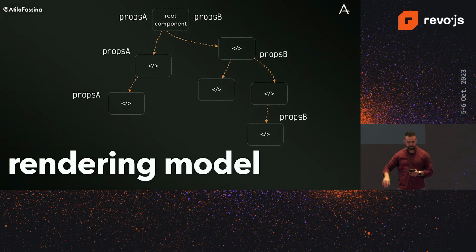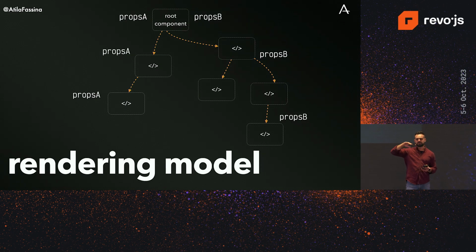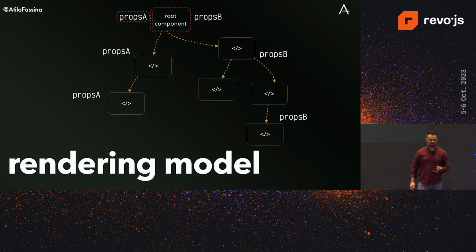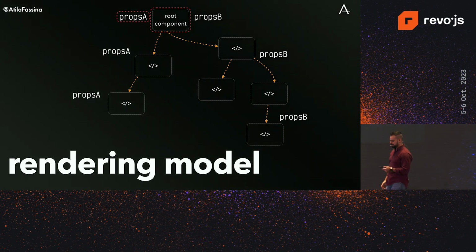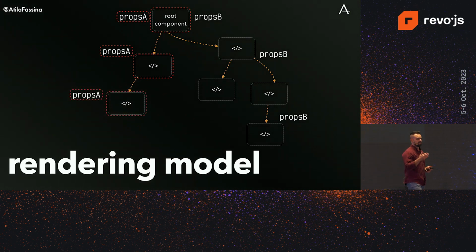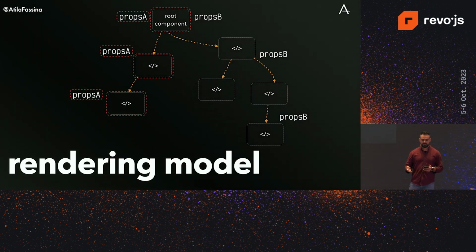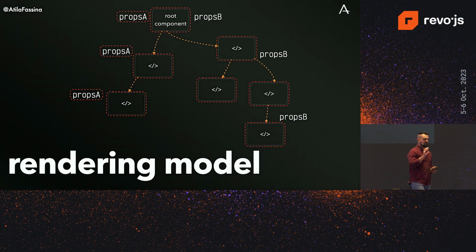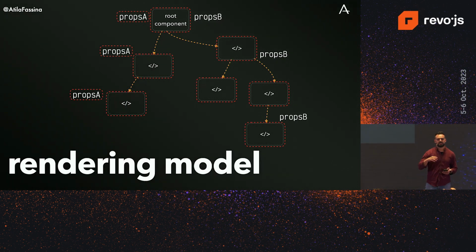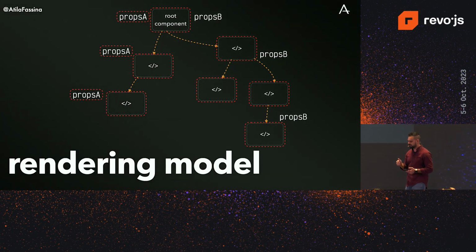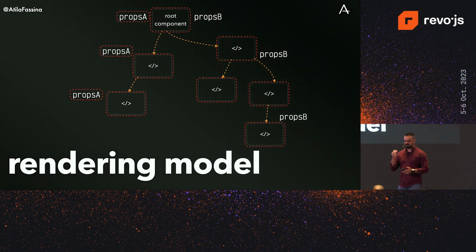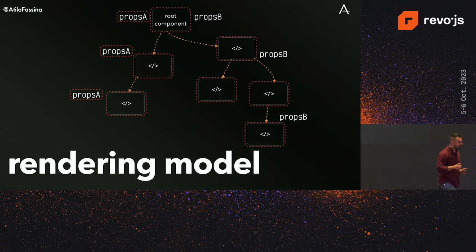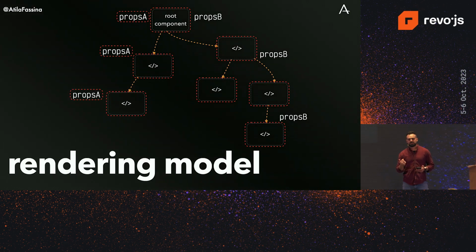So we have the root component, and the root component creates these props, A and B, that are going to propagate to their children. So what happens when prop A changes? Naturally, prop A is going to trigger a re-render on every component that's using prop A. But that's not where it stops, because as we saw, very cleverly put in the first talk of the day by Ben, some data is pulled and some data is pushed.